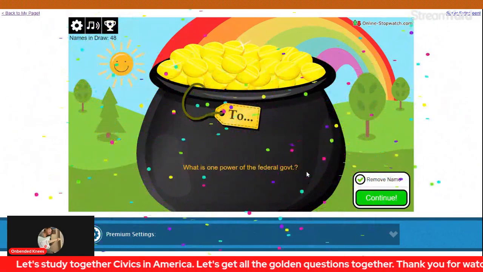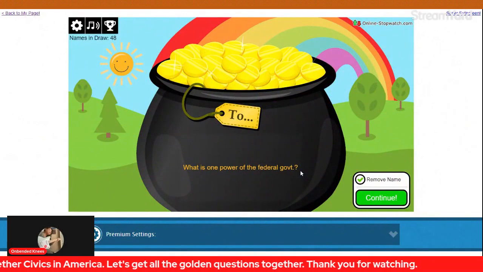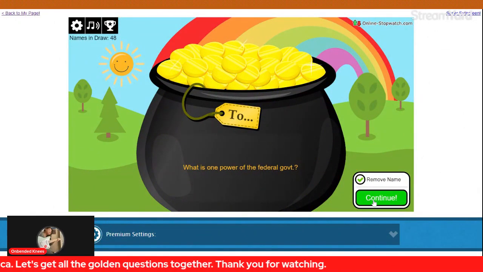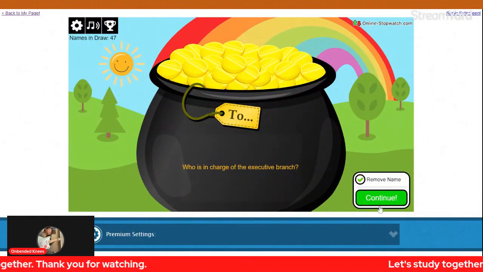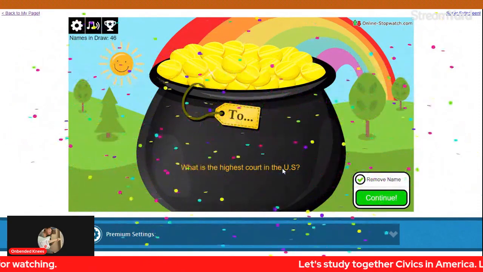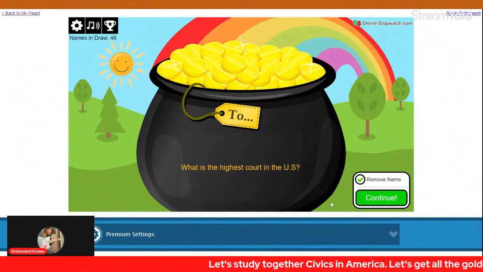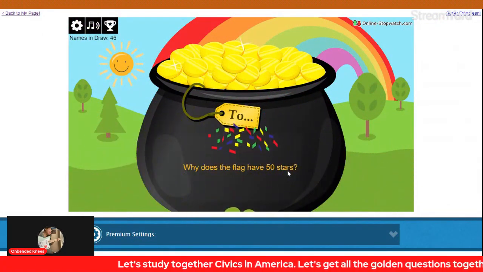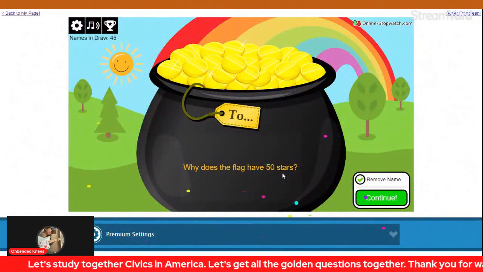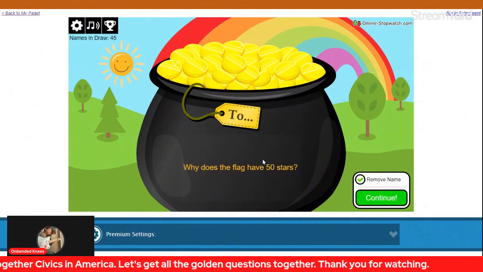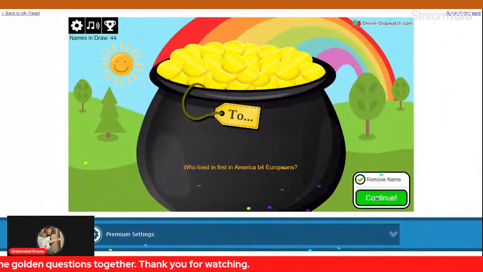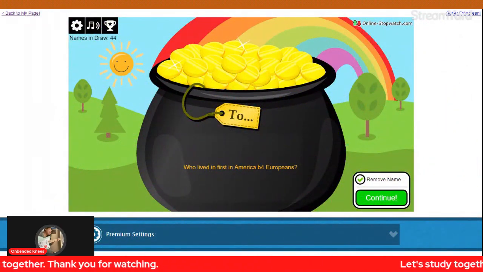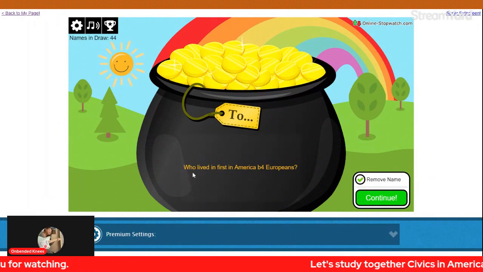Next, the federal government prints money. Executive branch, the president. The highest court in the United States, the Supreme Court. Notice the 50 stars. It represents 50 states. Who lived first in America before Europeans? That's Native Americans.